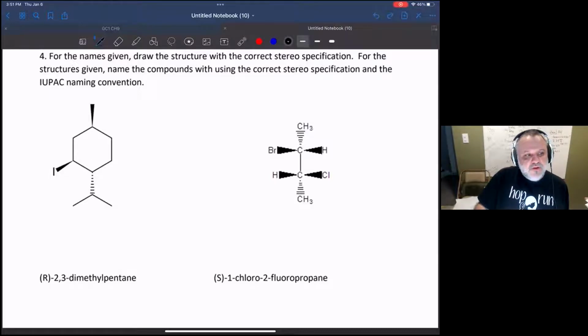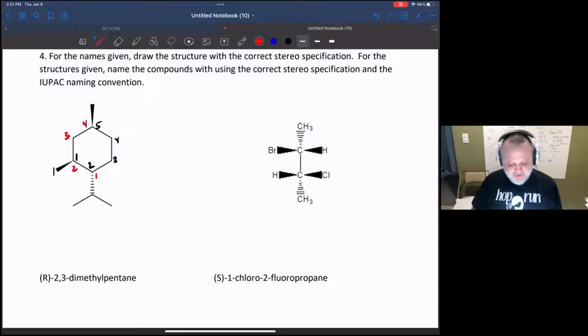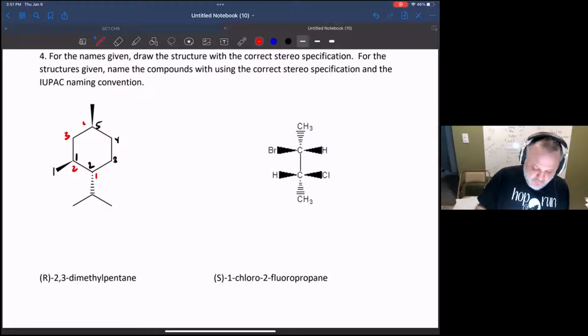So I would start with 1, 2, 3, 4, 5, or I could go 1, 2, 3, 4. Seems like 1, 2, 3, 4 is the way to do it. And so that's the way I should name it. So I'm going to go 1, 2, 3, 4 in the red direction. And so it's a cyclohexane.